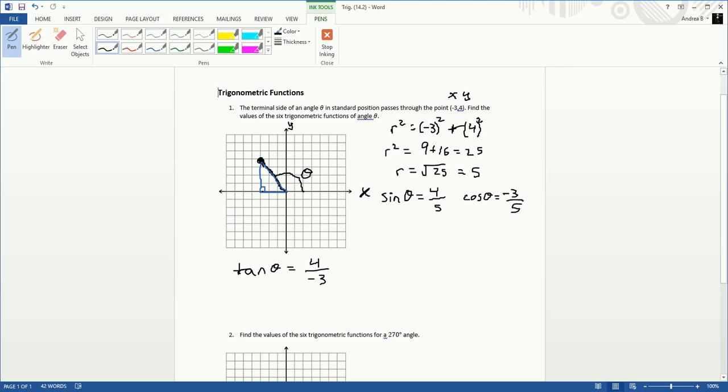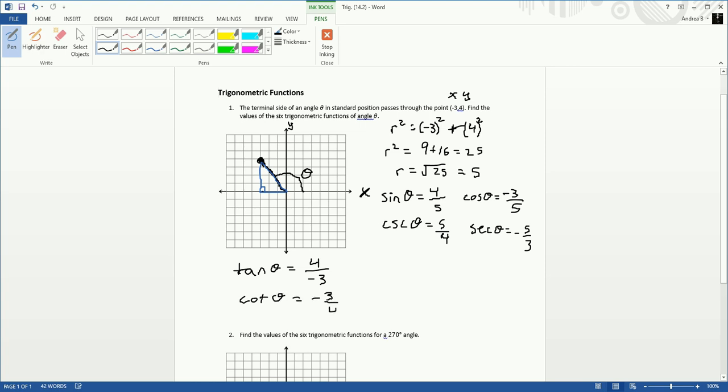And then remember, we have the reciprocals of each of those. The reciprocal of our sine function is our cosecant. So cosecant is going to be 5/4. It's the reciprocal of sine. Remember, reciprocal means you're just flipping that fraction. Your secant is the reciprocal of the cosine function, so that one's going to be -5/3. You're just flipping that fraction once again from the cosine function. And then the cotangent is the reciprocal of tangent, so that one would be -3/4.